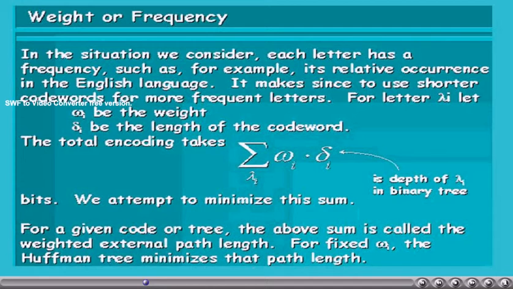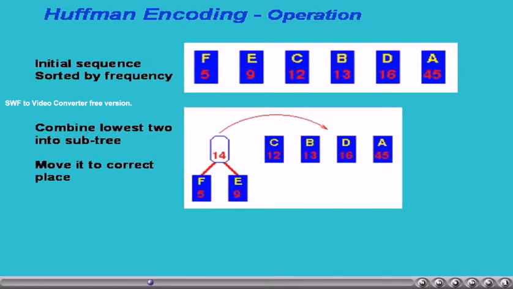We require the Huffman tree which optimizes or minimizes the above sum. Let us consider another example. Here we have 5 symbols F, E, C, B, D. The frequencies are 5, 9, 12, 13 and 16. Already we have sorted them.